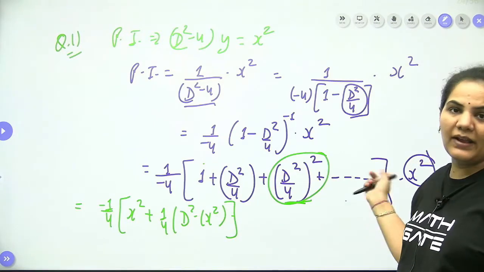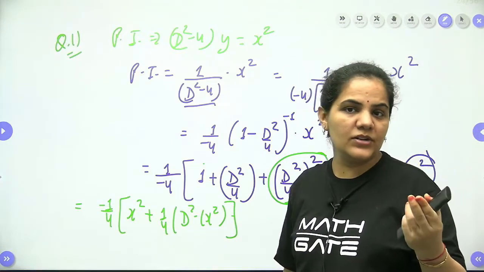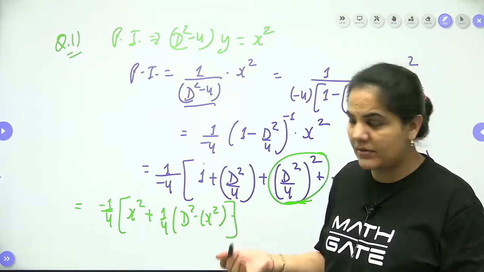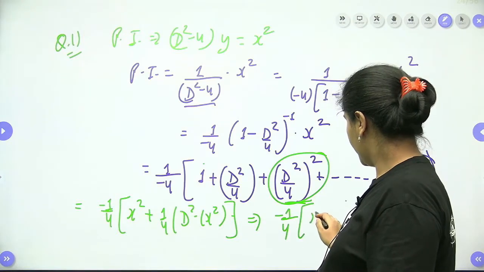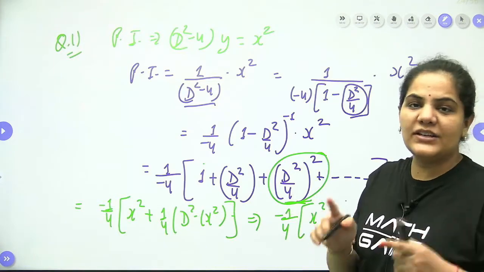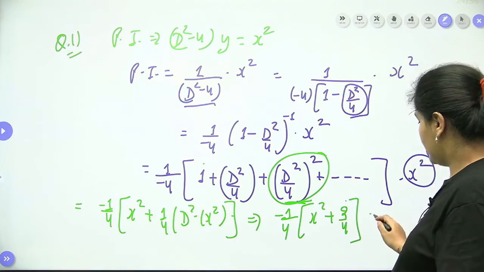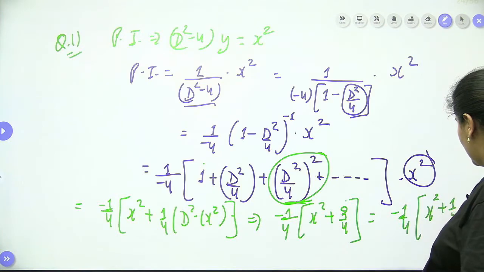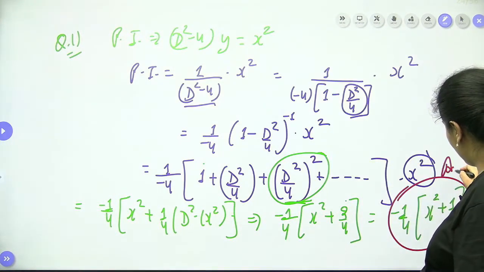Because x square, when we differentiate 1 time, it will be 2x. When we differentiate 2 times, it will be 2. When we differentiate 3 times, it will be 0. So that's why 4 times differentiation is not possible. So we can directly write down the answer will be minus 1 by 4 x square, and the double differentiation of x square will be 2x into 2. So it will be x square plus 2 by 4 only. So we can write minus 1 by 4 into x square plus 1 by 2 only. Yes, exactly. So this will be the final answer, my dear students.